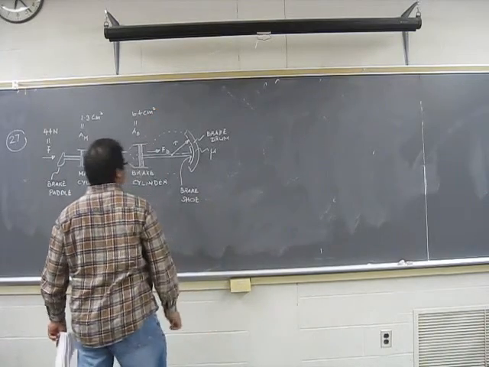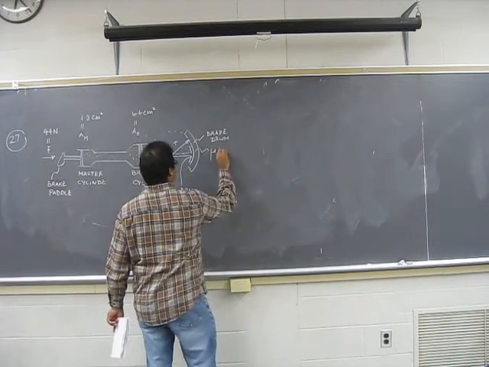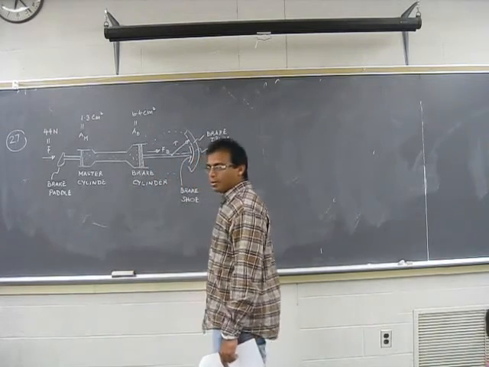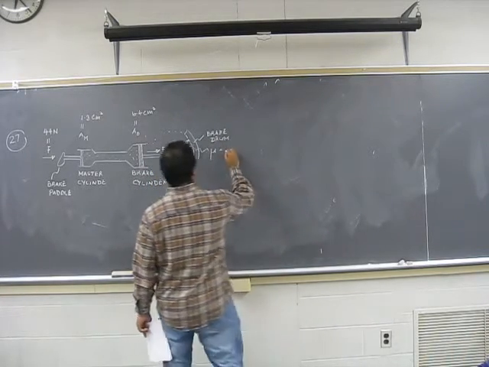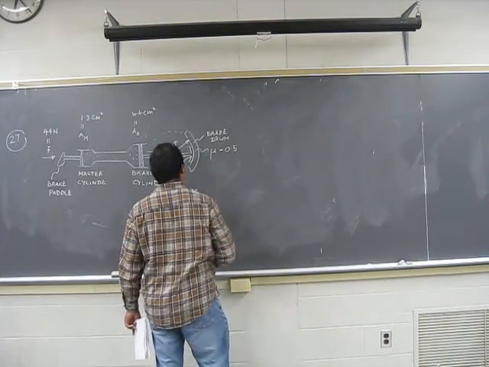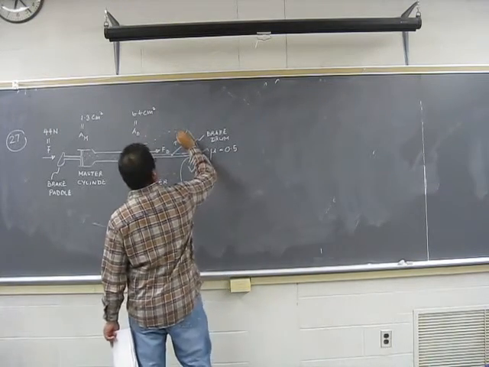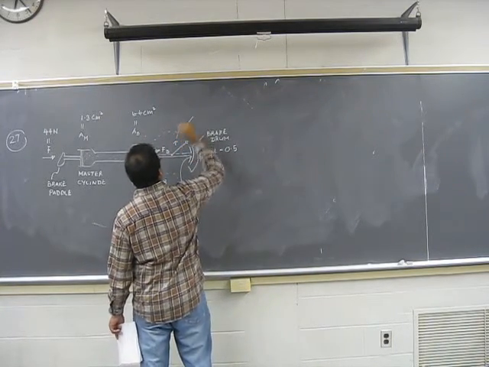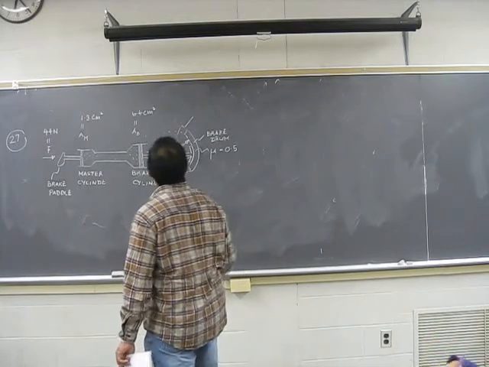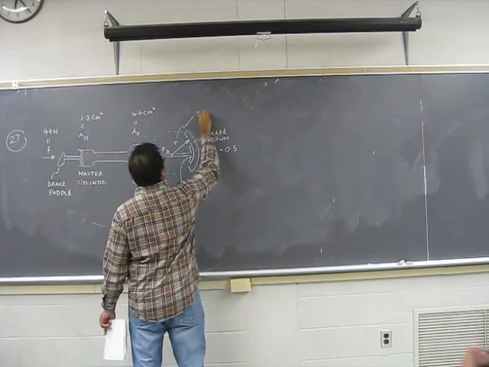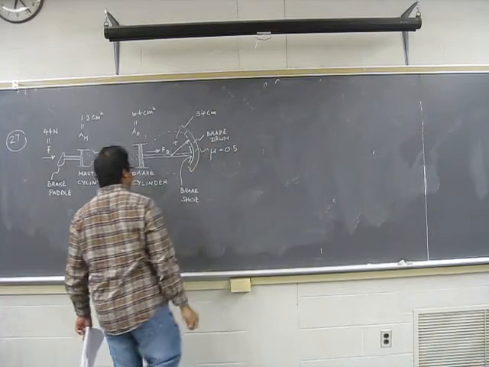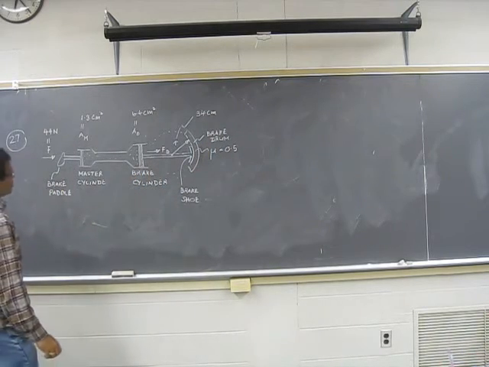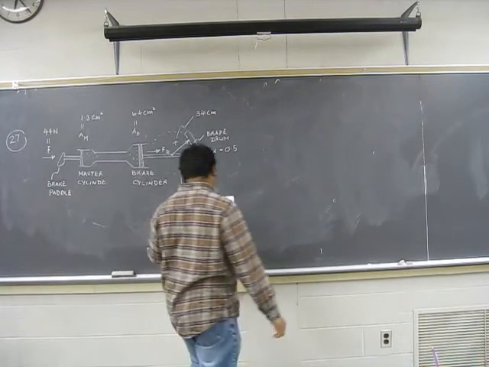And let's put the other numbers as well. What is the dynamic coefficient of friction? 0.5. And what is the radius? 34 centimeters. Okay, I think that basically covers it.